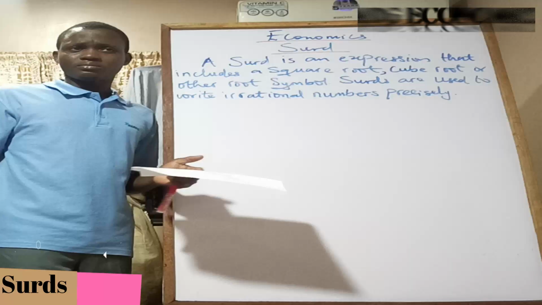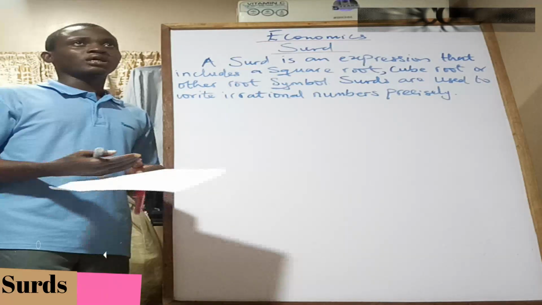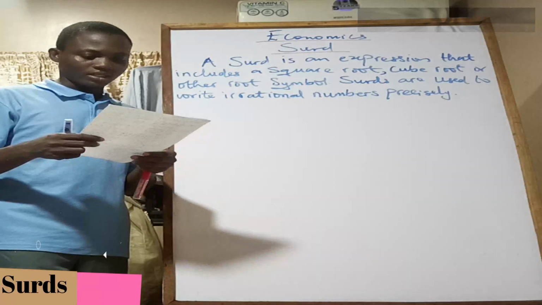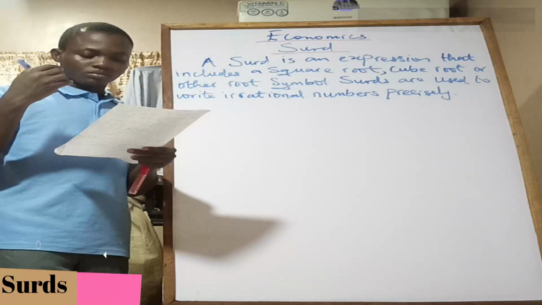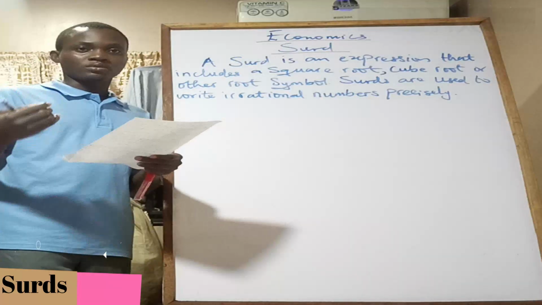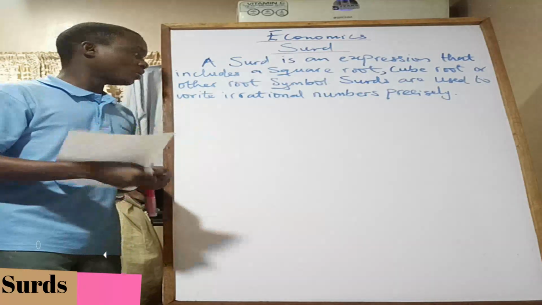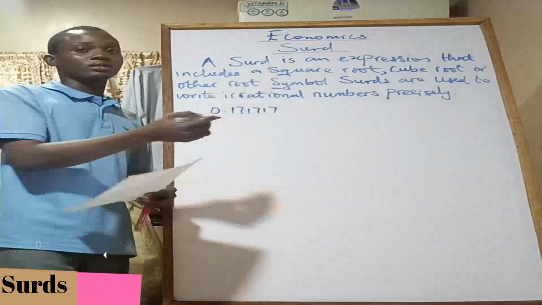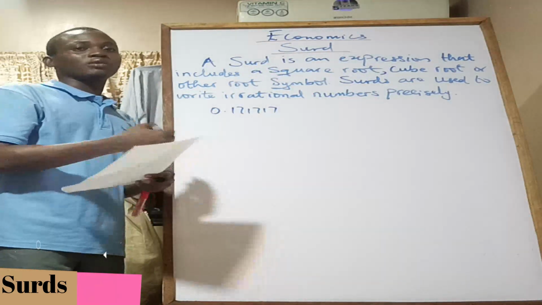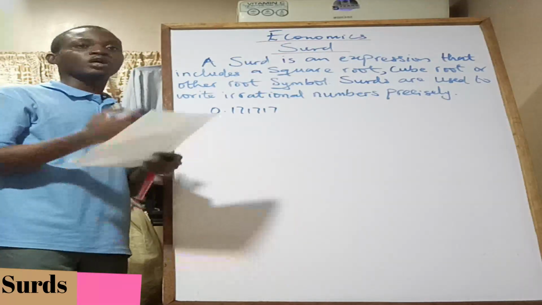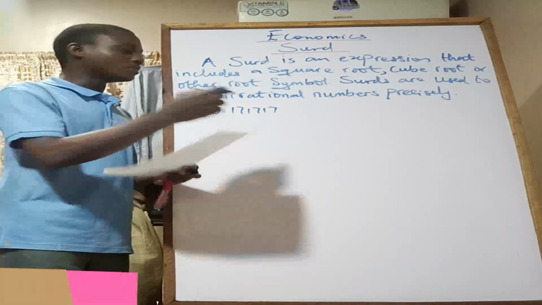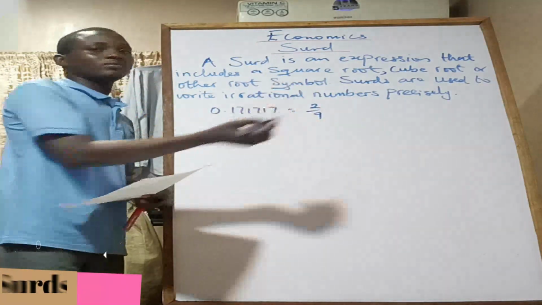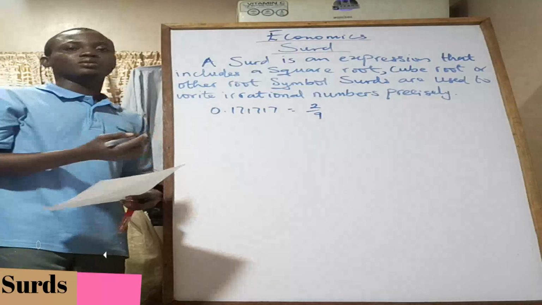Then what if you now have recurring decimals? Let's say you have a number like 0.171717. Is this a rational number or an irrational number? Can you express this as a ratio of two integers? Yes, we can, by doing 2 divided by 9, which gives you this decimal here.